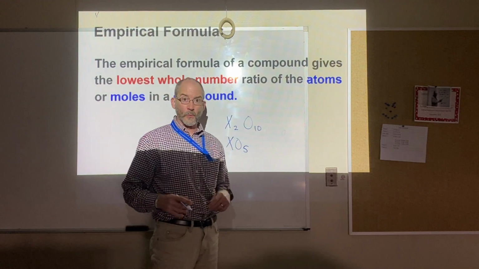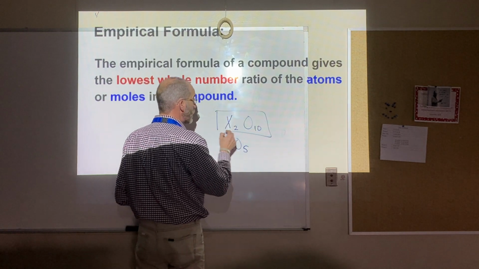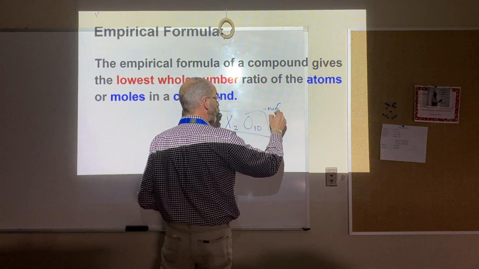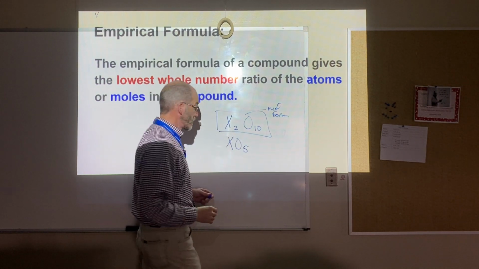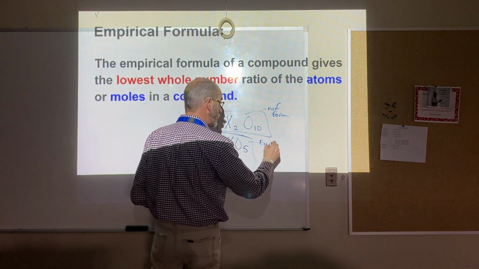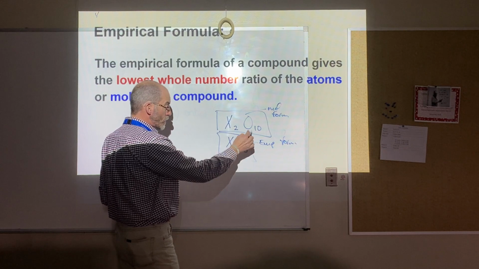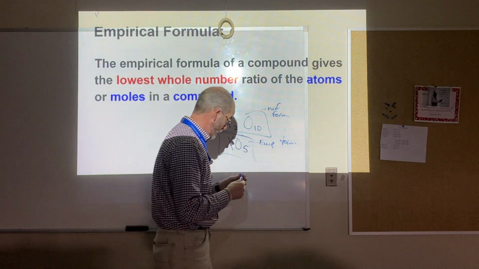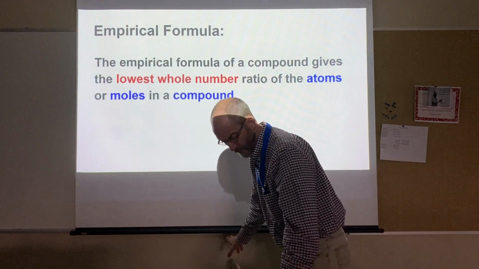Now, what is the point? Well, I want you to see the main point right off the bat. This would be the molecular formula because it's giving me my exact number of atoms. This would be what we call the empirical formula, okay? Why? Because it is the lowest whole number ratio. All right? Let's continue.